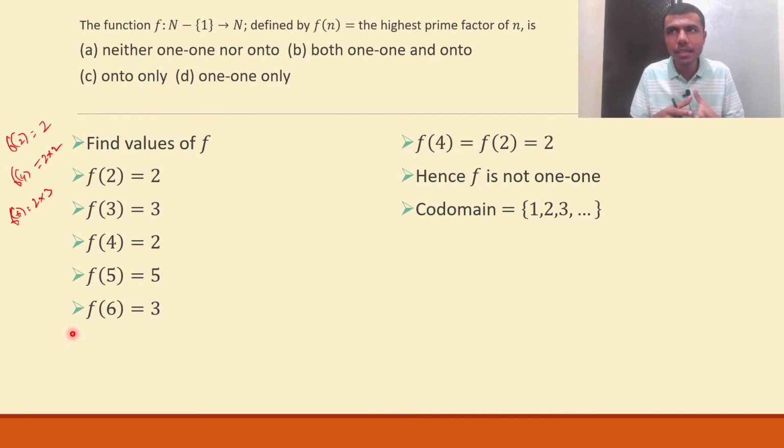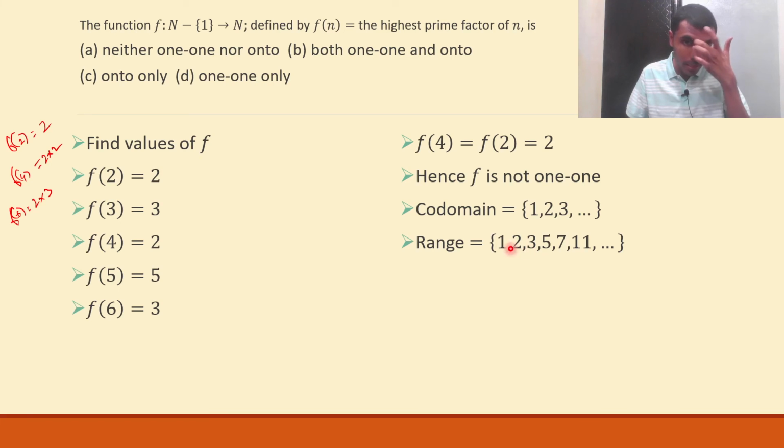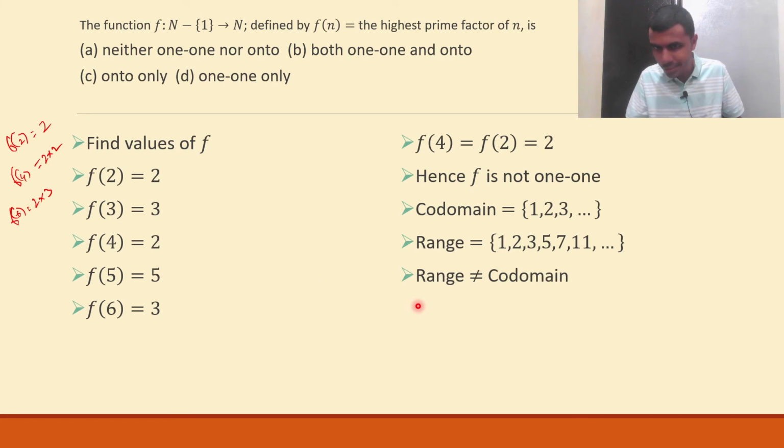So you see, basically my outputs are all prime numbers because f of n is the highest prime factor. That means my range will be all the primes. I mean, I'll be getting the prime numbers. So 2, 3, 5, 7, 11 and so on it will go. This is my range. Is my range equal to codomain? No, right? So that's why range is not equal to codomain. Hence f is not onto.